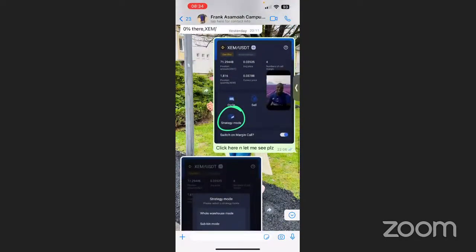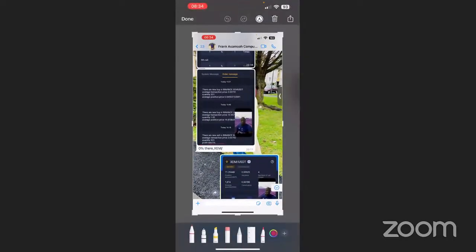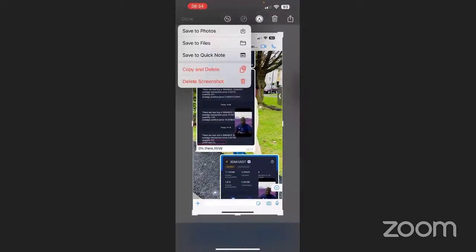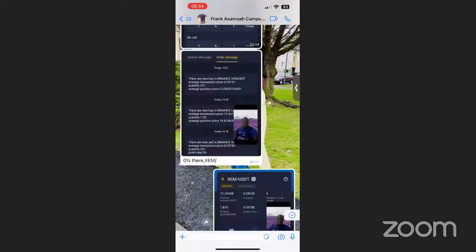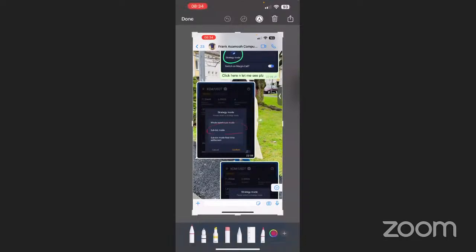So yesterday, one of my members came to me and said, oh, there is actually a sale in XEM, but the profit rate is zero. How come he's having that when they said the robot has sold? So I asked him to tap on strategy mode. When he tapped on it, it confirmed that his strategy mode on that particular coin is on sub-bin mode. And I've explained countless times that the modes are different. Don't think sub-bin mode because sub-bin mode is here. The last one has real-time settlement. Real-time settlement simply means after it has sold, you would see the profit instantly.